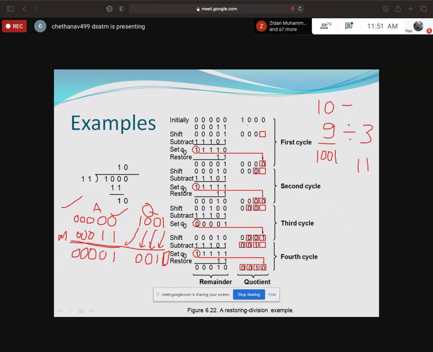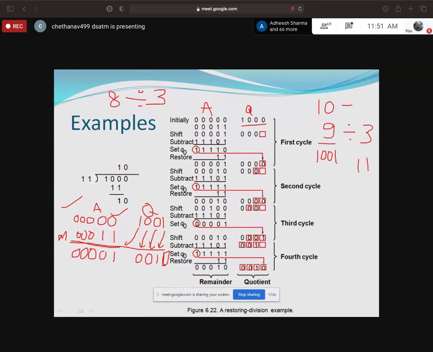See, so I've taken the data Q. What is your Q? Q is your dividend. That is 8, your dividend, divided by 3. So 3 is your divisor. That's what I have done here. So I've kept your dividend 1000 in the register Q. Then A will be 0000. Initially it will be 0. How many zeros? 1 bit extra to your dividend. Your 4 bits is here, so 1 bit extra. So 10000, 5 bits of zeros.